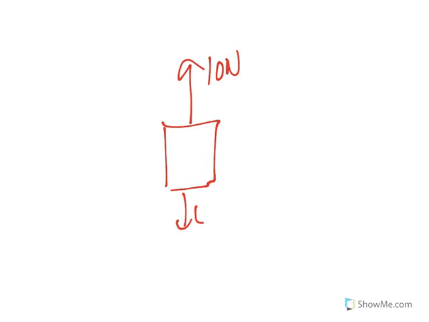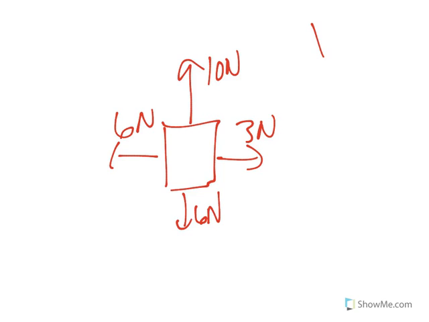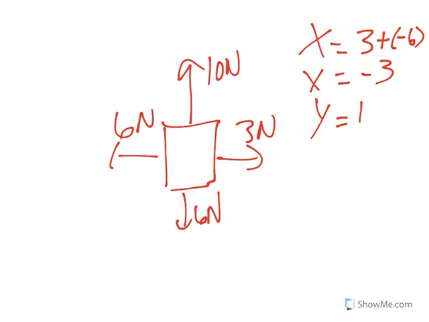This is for velocities. What if we had forces? Force, sometimes you can have lots of forces acting on it. So if we have this object where we have 10 newtons up, 6 down, 3 right, and 6 left. Now we've got a different situation. Same 5 steps. 1, add the x's. Well, we would do 3 plus a -6, and we get x equals -3. For y, we would do 10 plus -6, and we would get y equals 4.